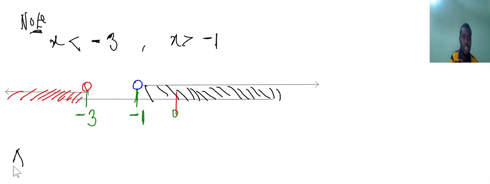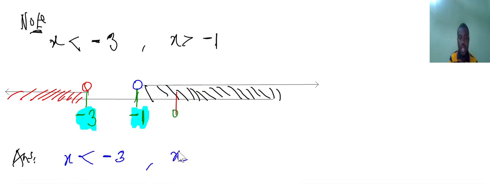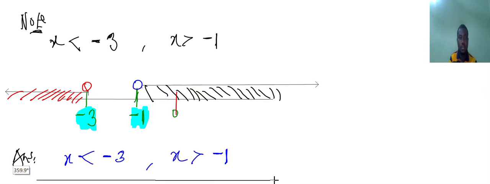So the final solution set, or what we say our answer, will just be the way it is, from the smaller one then to the bigger one, separately. x less than minus 3 goes down the way it is, then x bigger than minus 1 goes up the way it is. Then we have our solution set. So that's the answer to that.